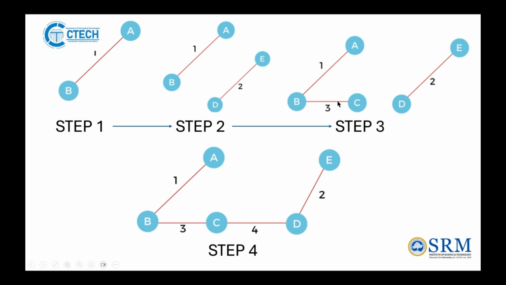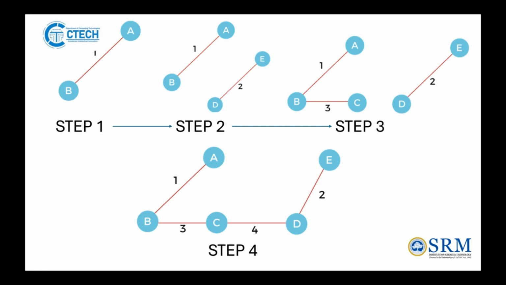Similarly, it then goes on to the third smallest edge, which is BC with weight 3. Then in the fourth iteration, it goes for the next smallest edge after these three, which is CD with weight 4.